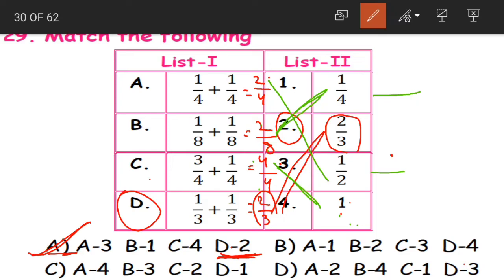Now what is left? 2/4 and 1/2. See, 2/4. Here we are having 1 in the numerator. That means we have to divide by 2. 2 divided by 2 is 1. 4 divided by 2 is 2. So 2/4 is matched with 1/2.